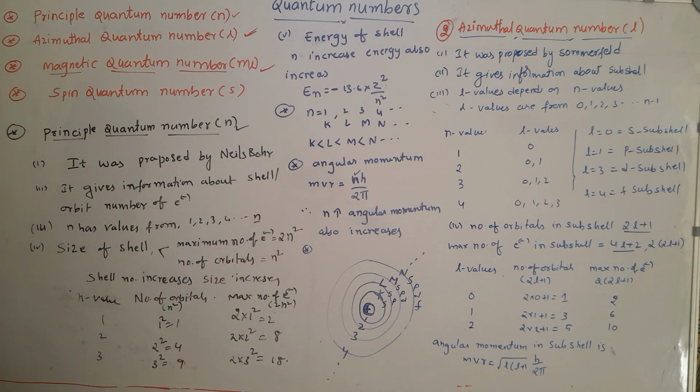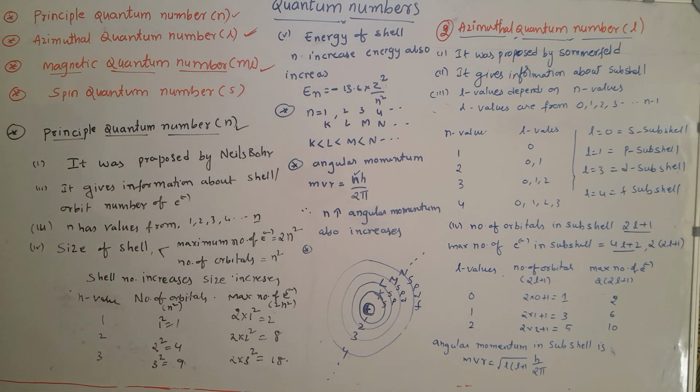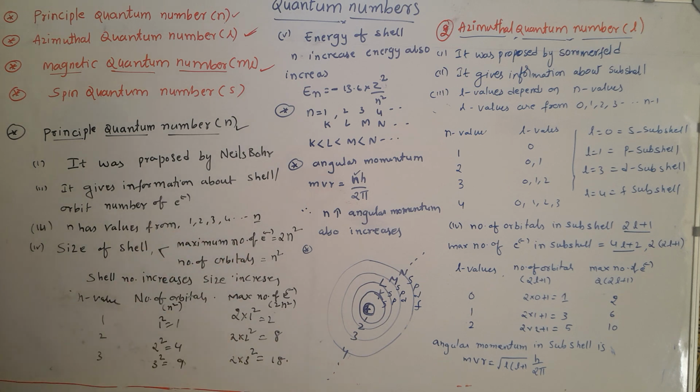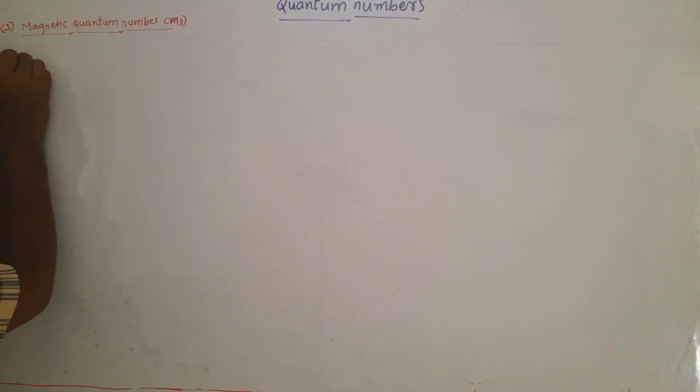Okay, so this is about the azimuthal quantum number. Next, coming to magnetic quantum numbers. The third one is the magnetic quantum number. If you want to make notes, you can pause and write. The magnetic quantum number is indicated with ml.